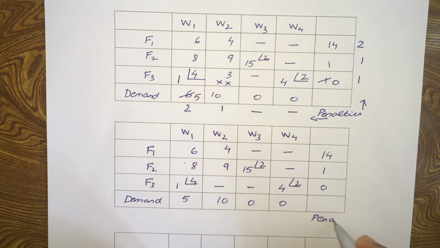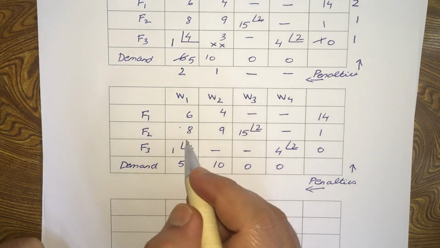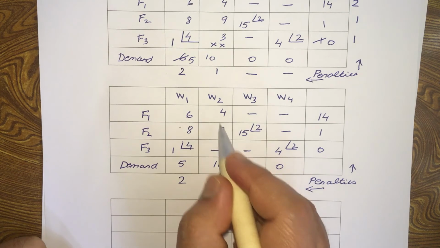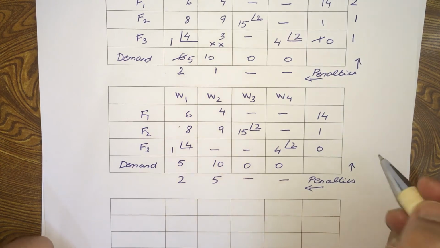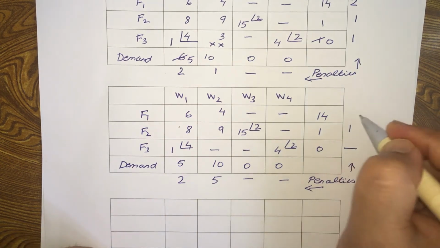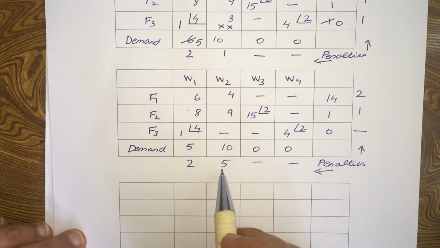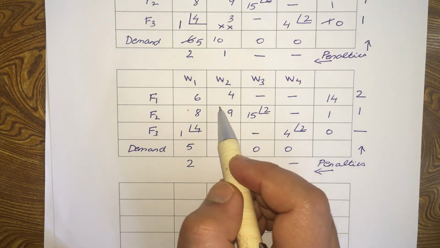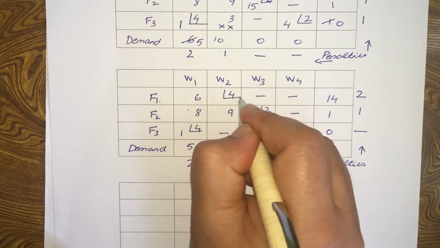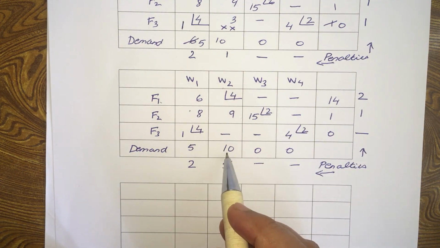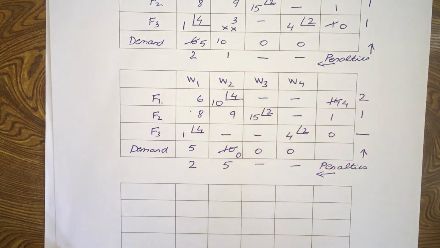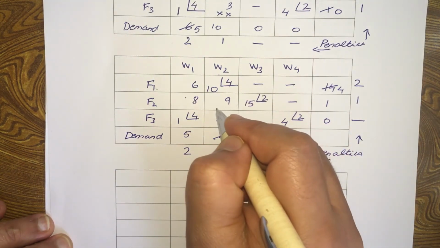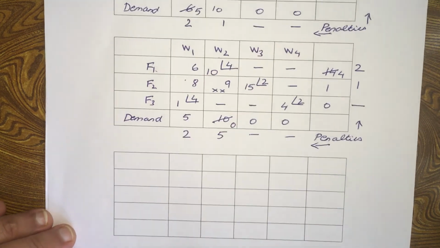Find out the penalties. So penalty of this will be 2. This will be 1. This will be 2. So the highest penalty is 5. Find out the cell with the least cost, which is F1 W2. So demand here is 10, supply is 14, so we can allocate 10. Okay, so we've met the demand of W2 as well.